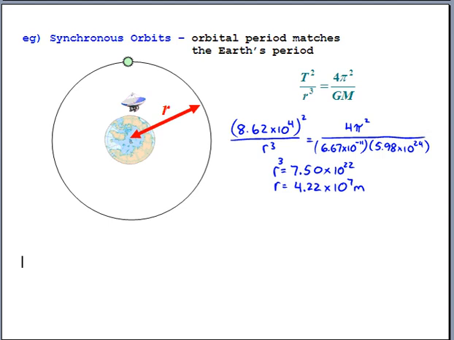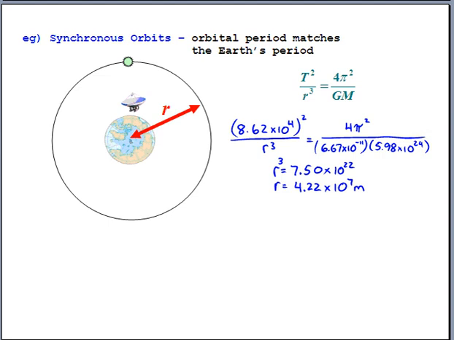It's some cross multiplying. You're going to end up solving for r cubed. Then you can take a cube root and find the value for r. So the only place where this works is 4.22 × 10^7 meters out. That is very far out. Okay, really, really far out. In terms of Earth sizes, that's like, I don't know, 6 or 7 Earth radii out there. It's quite a ways out.